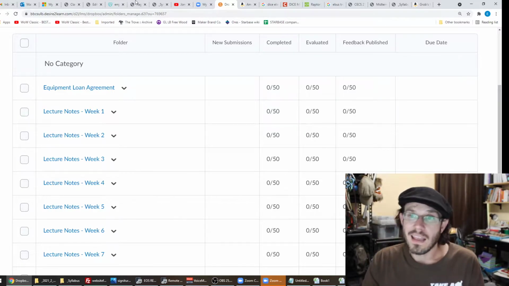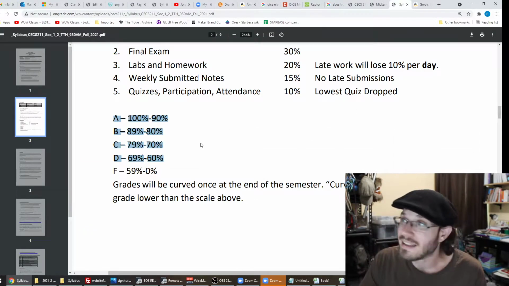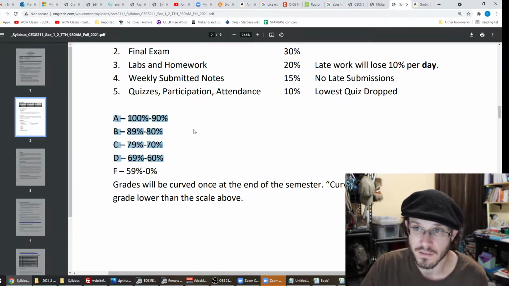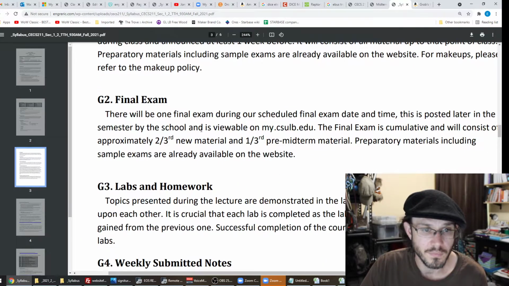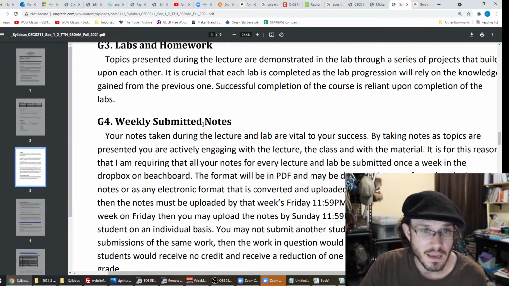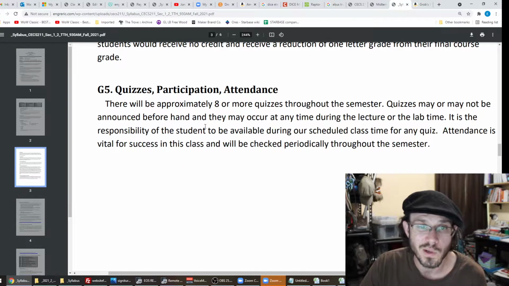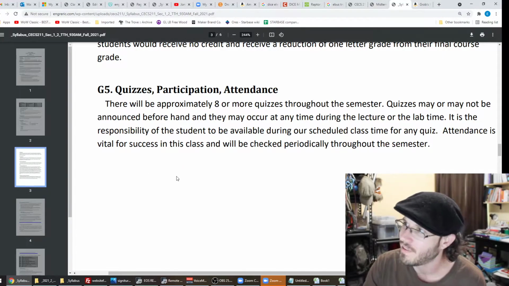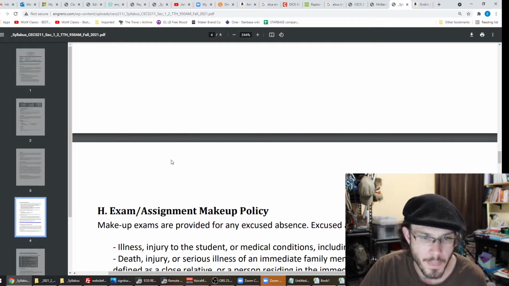Okay, let's go ahead. Let's finish this up. I still have to do roll, lab supplies, and I want to use the lab time in order to get into a couple of things. Midterm, final exam, labs, homework, weekly submitted notes, quizzes, participation, attendance. I already talked about all of these. If you have any questions, chat.